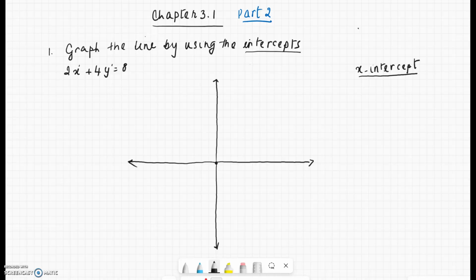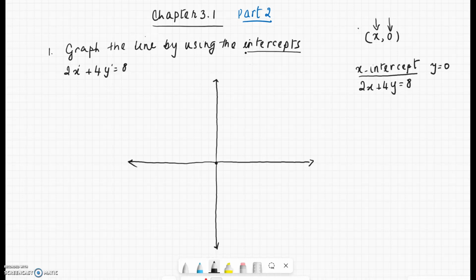So if the x-intercept lies on the x-axis, there's one thing you can be sure of. The y-coordinate of any point lying on the x-axis is always 0. This x can be any number, but the y is fixed. The y is always equal to 0. So that is what will help us find the intercept by solving the equation.